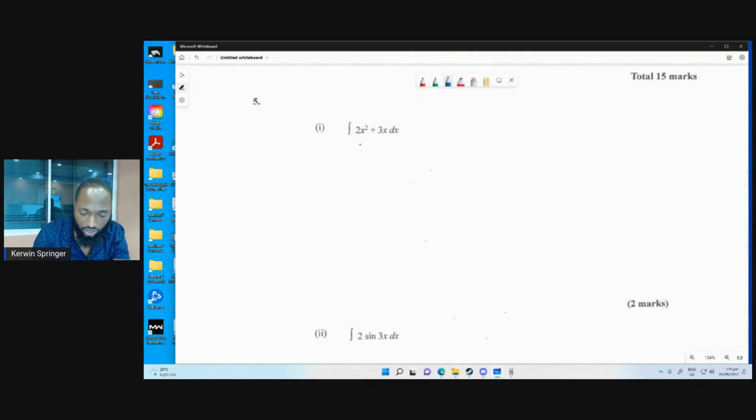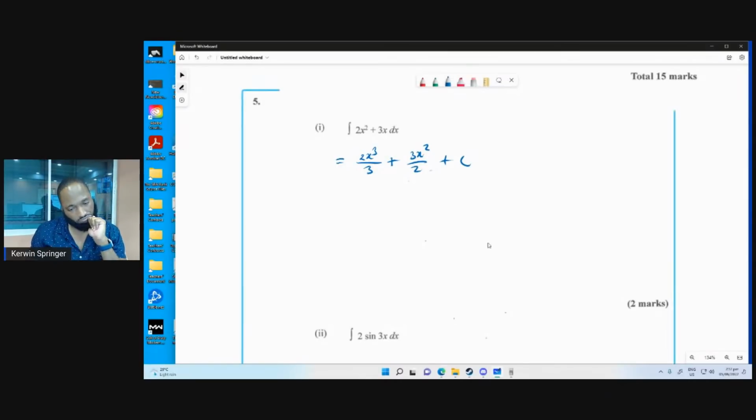Integration now. So integrate this. The integral of that is 2x cubed divided by the new power, plus 3x squared divided by the new power, plus c. Don't forget the plus c, folks.